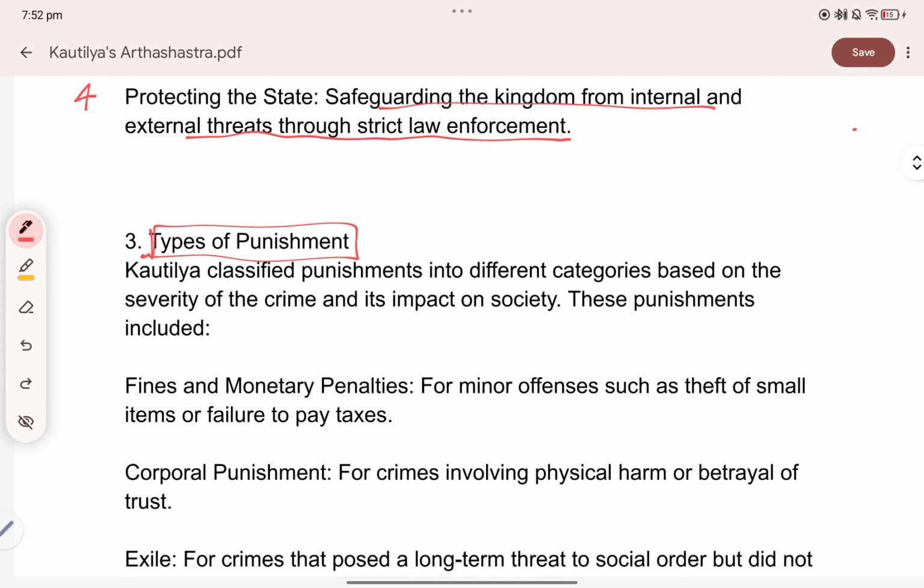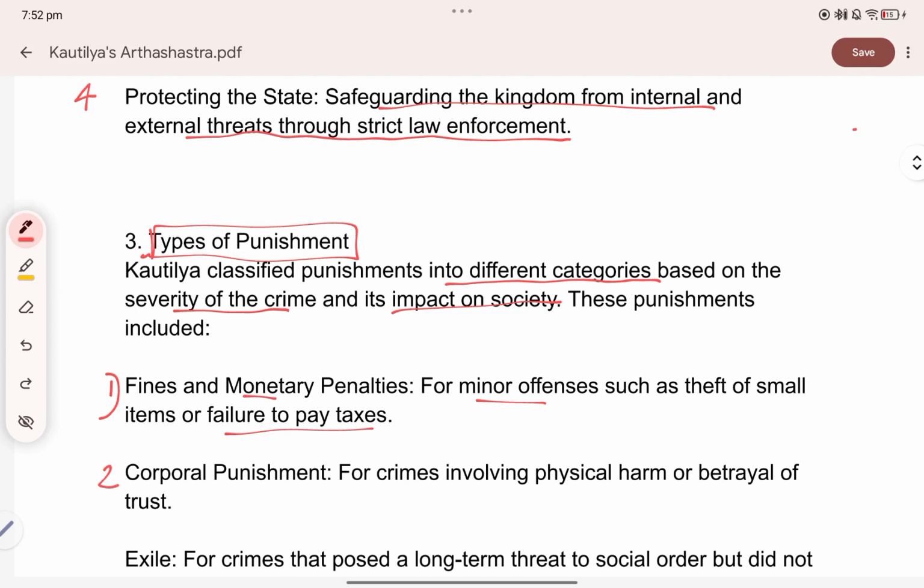Kautilya classified punishments into different categories based on the severity of the crime and its impact on society. The first punishment was fine and monetary penalties for minor offenses like theft. They were required to pay taxes, extra taxes, and monetary is basically money related, right?